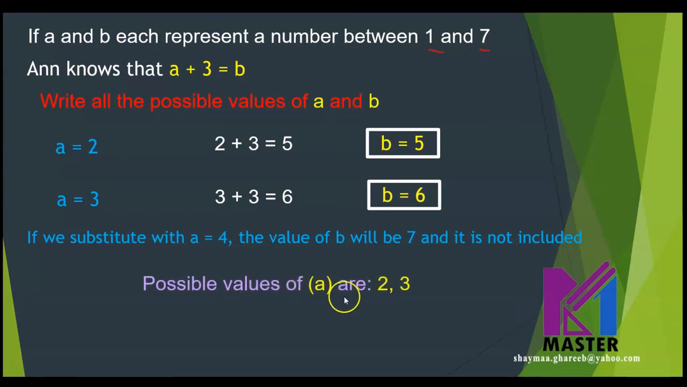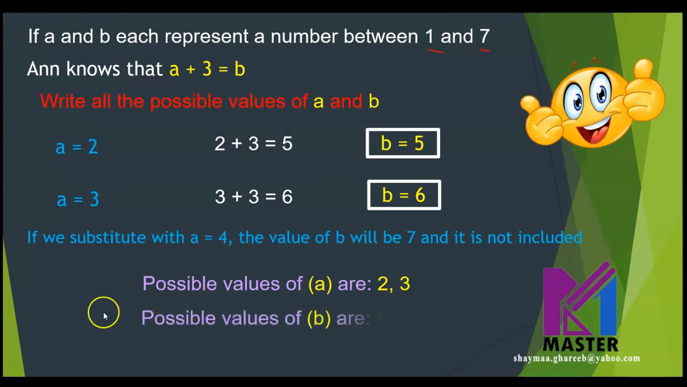Then the possible values of A will be only 2 and 3. And the possible values of B are 5 and 6. Is this clear?